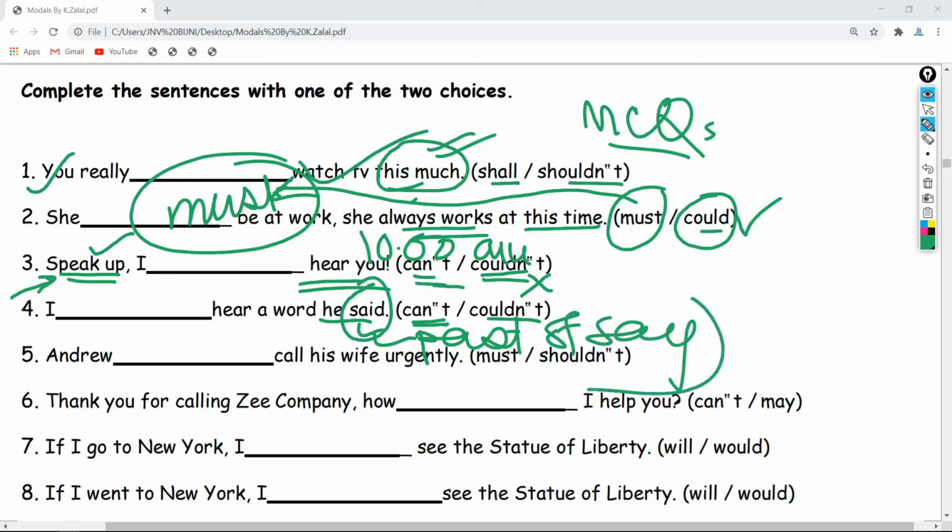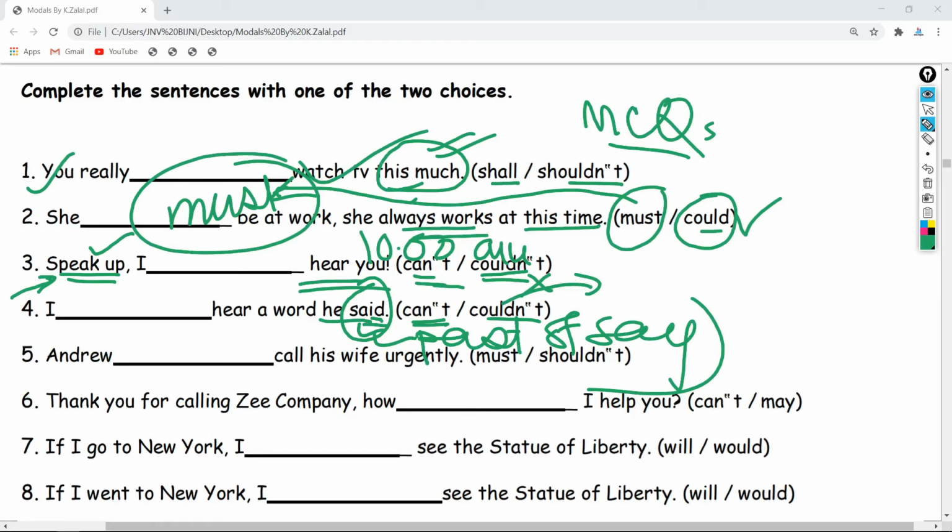Therefore, normally what you will have to use is the past form of the modal, that is could not. Cannot will be wrong because there will be no agreement between the verb and the modal. Therefore, the correct answer will be I could not hear a word he said. This is the activity of the past, and therefore could not will be correct because the verb here is in the past form.